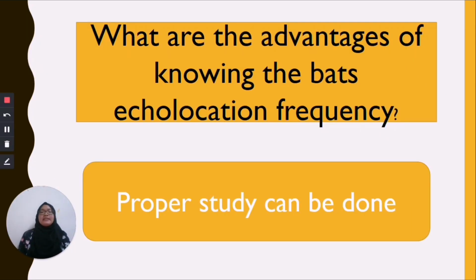What are the advantages of knowing the bat echolocation frequency? There is a device to measure and record the echolocation call frequency, and we can translate it to the human hearing range. So we can discover new species, we can differentiate one species from another, and then we can have a proper study of the species of bat that we want to focus on.